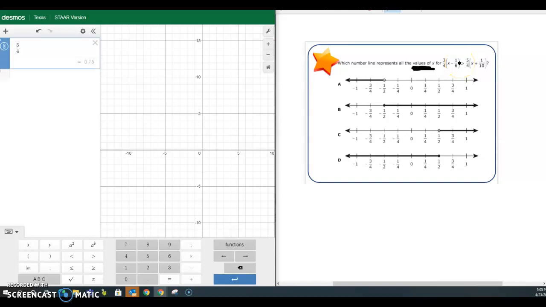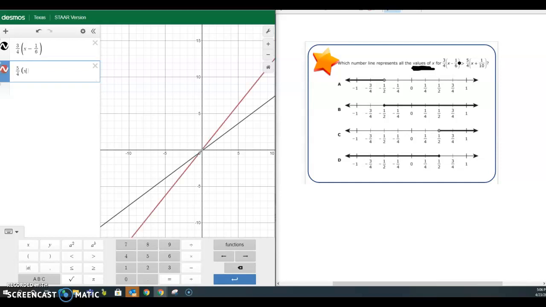Remember guys, in general, when they give you any sort of expression, just go ahead and try to graph it. Maybe you'll see something that you didn't from that graph. So I'm going to graph the expression on the left, and I'm going to graph the expression on the right of the greater than sign, and then notice that I get these two lines.